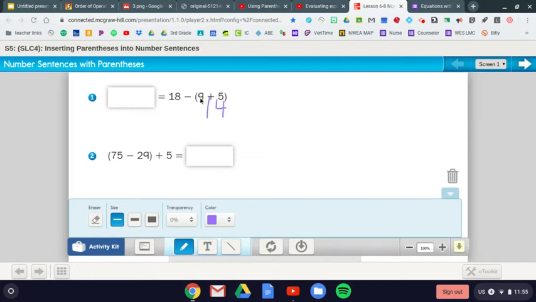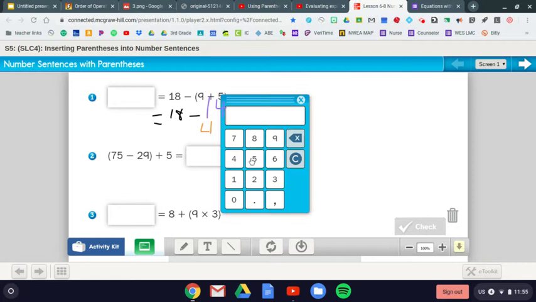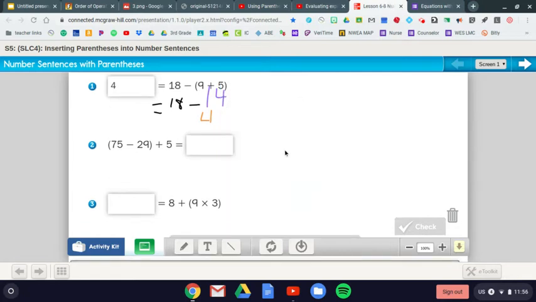I put my answer underneath my parentheses to remind me of what I have done. And then if I'm practicing and I have different colors, I can rewrite the question number. 18 minus 14 equals the mystery number. Now, I know that 18 minus 14 will give me 4. Let's see. 4. Okay. 75 minus 29 in parentheses plus 5.